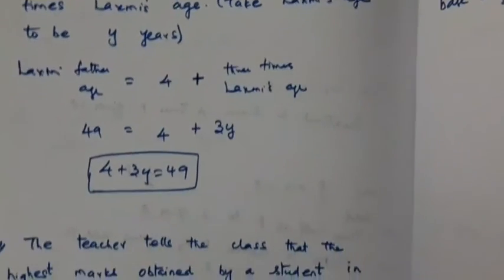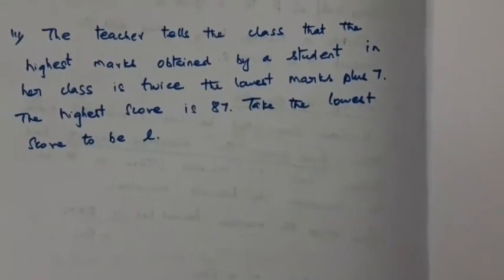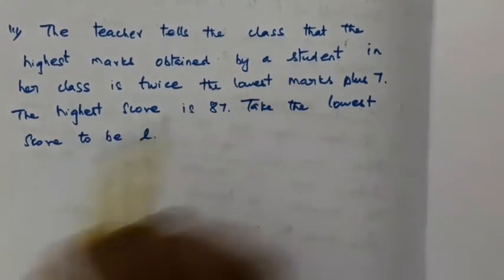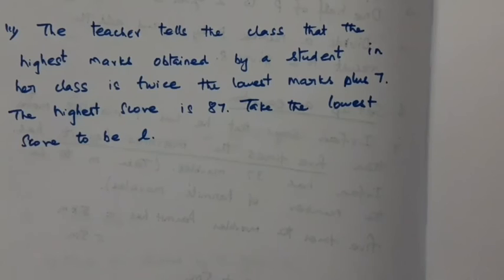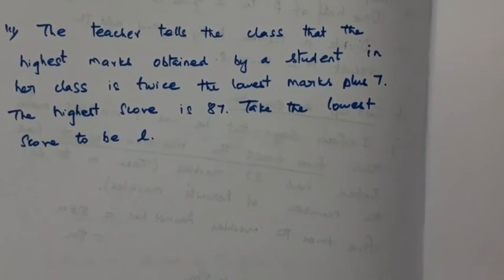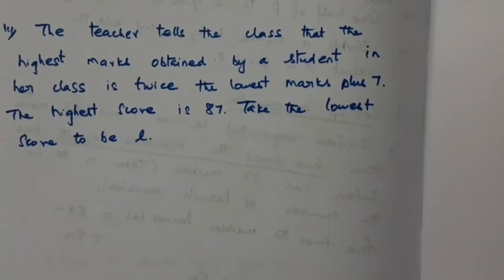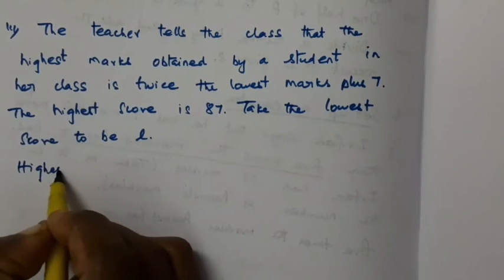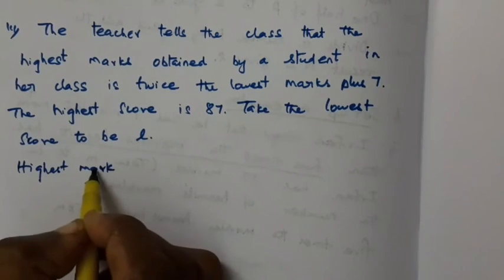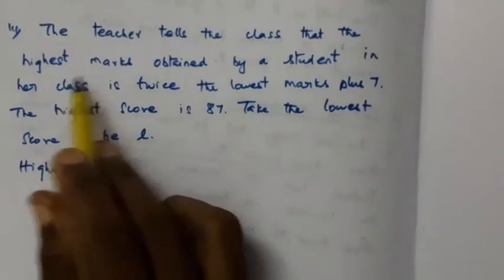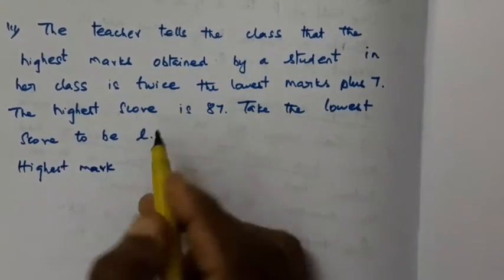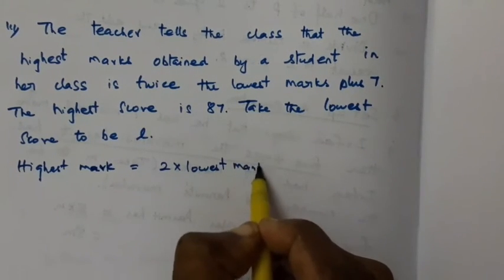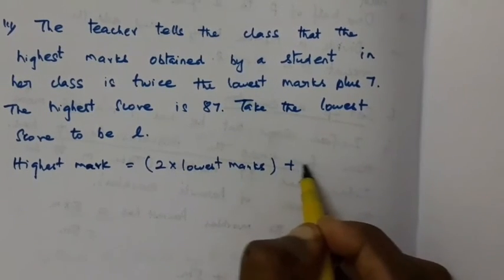Okay. The next is, the teacher tells the class that the highest mark obtained by a student in her class is twice the lowest mark plus 7. The highest score is 87. Take the lowest score to be L. First let me write it in statement form. The highest mark obtained by a student in a class is twice the lowest mark plus 7.